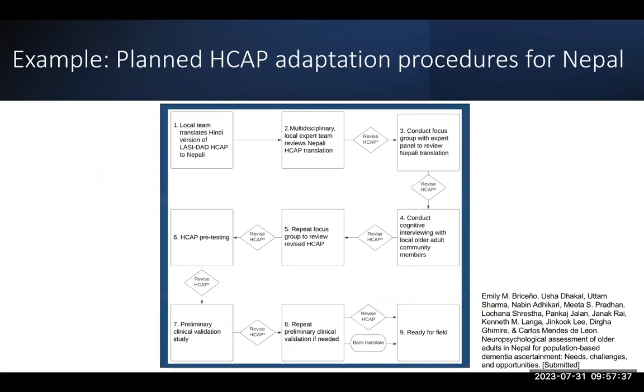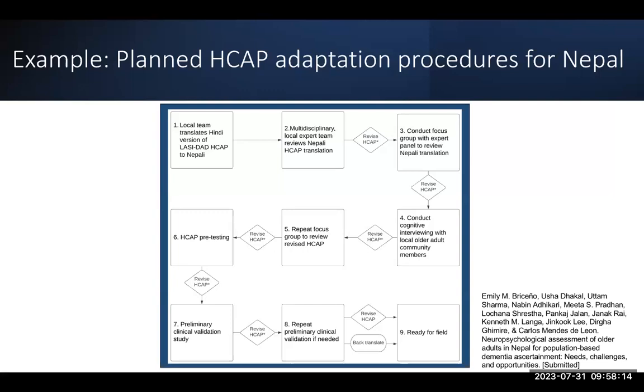So this is just an example of some of the work that has to be done for the translation and adaptation process. This is work that we're doing right now in the Chitwan Valley Cognitive Aging Study in Nepal. So this is an R01 led by Carlos Mendez de Leon at Georgetown University and Diego Gamire at University of Michigan. And so we have a pretty comprehensive approach to our adaptation process because we've learned that there's a very limited evidence base, both with regard to cognitive assessment in Nepal and also with regard to cognitive aging and dementia.